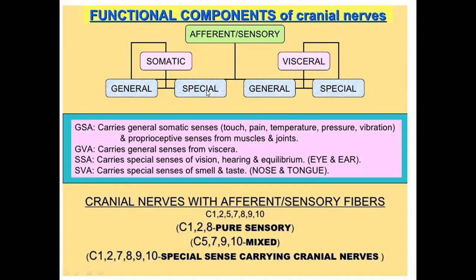Now the next component is special somatic afferent. Now we are in the special. These fibers are carrying special sensations such as vision, hearing, equilibrium. These are the sensations which are considered as special somatic afferent. So vision is a special somatic sensation. Hearing, again, is a special somatic sensation.